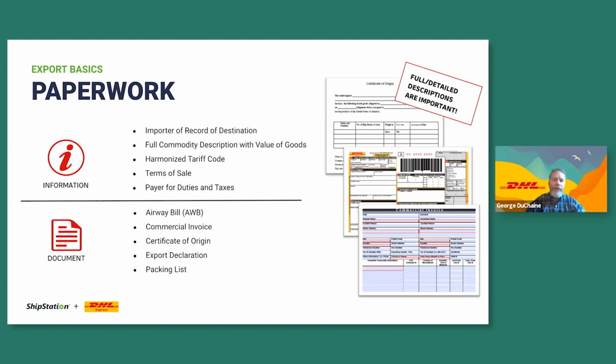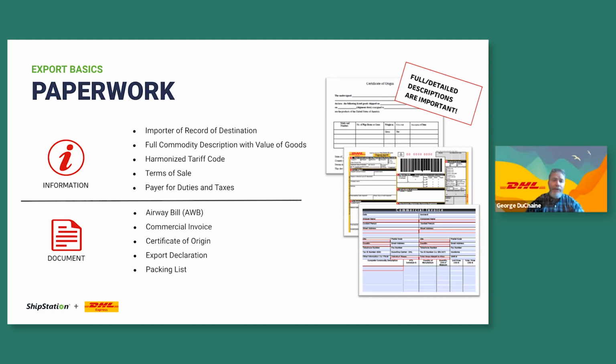We already talked through the full commodity description and value of the goods, and ShipStation makes it easy to put that information in there every time and accurately. The same with the harmonized tariff codes, so good there. The terms of sale, so there may be situations where the duties and taxes are being paid on the front end. In some countries, that's easy to do. Other countries, not so easy to do when you're exporting from the United States. But you want to make sure that your terms are identified there. Make sure your other paperwork is in order.